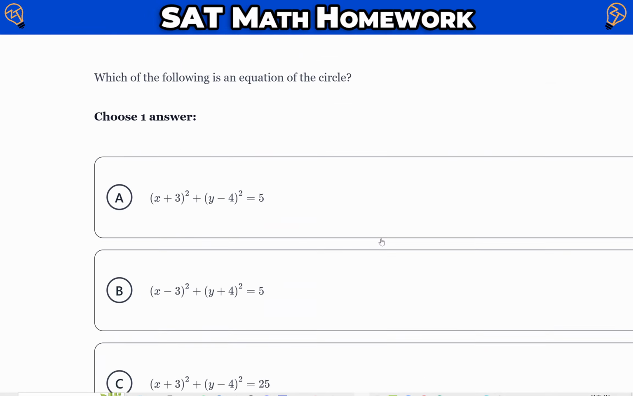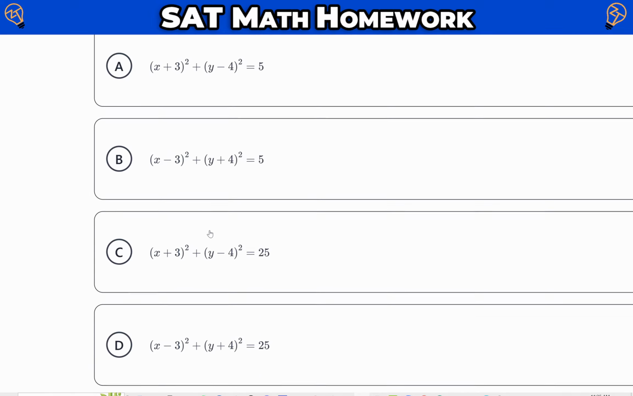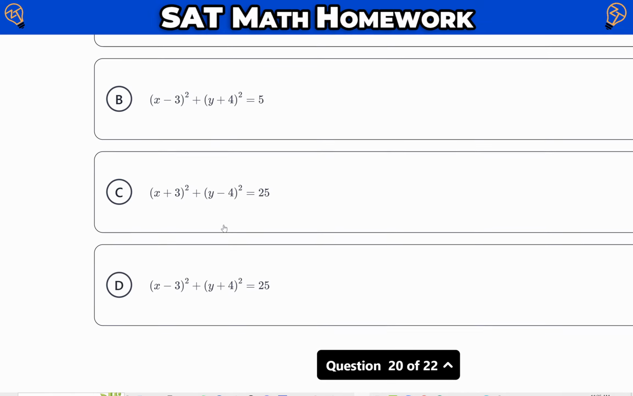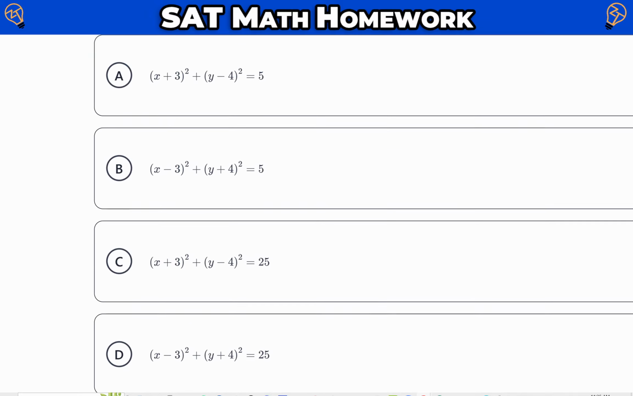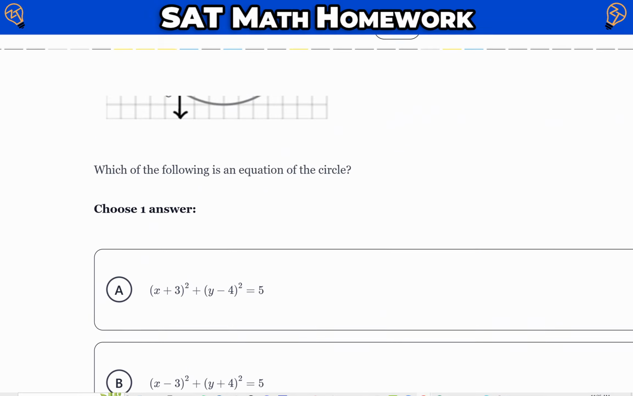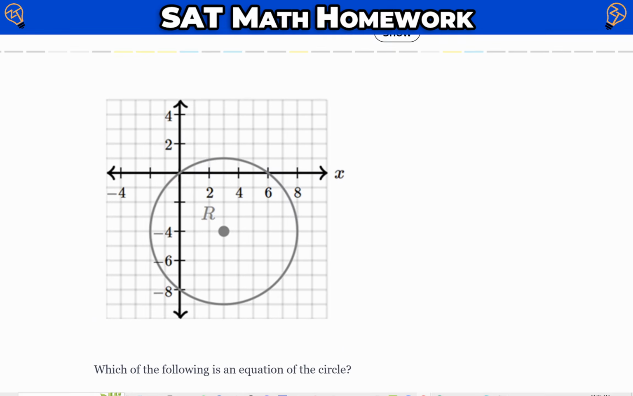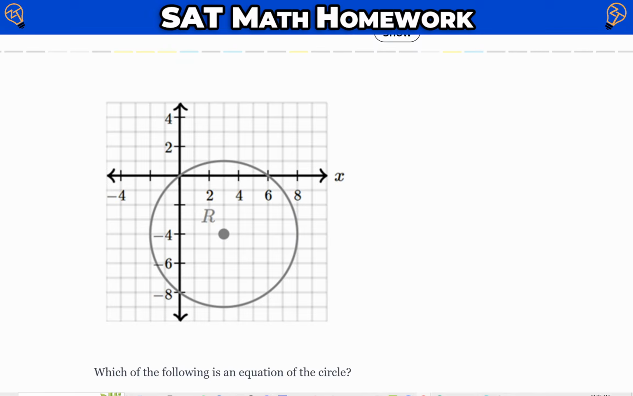And notice for the answer format, they all are in the same format, which is the standard equation of a circle. So we need to know how the standard equation is constructed. It is the quantity of x minus h squared plus the quantity of y minus k squared equals r squared.